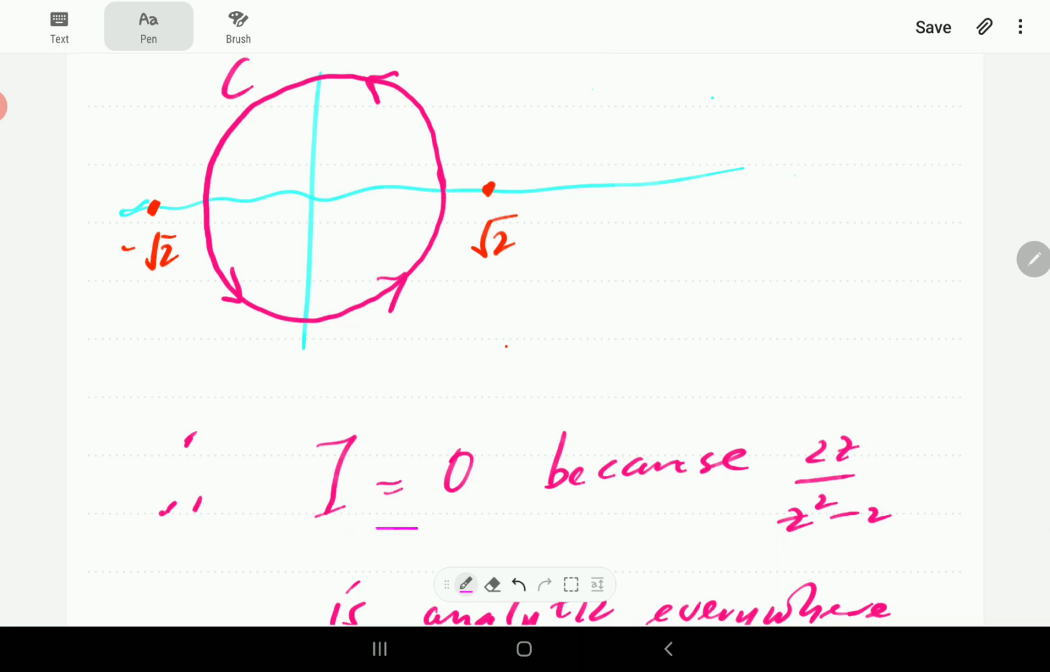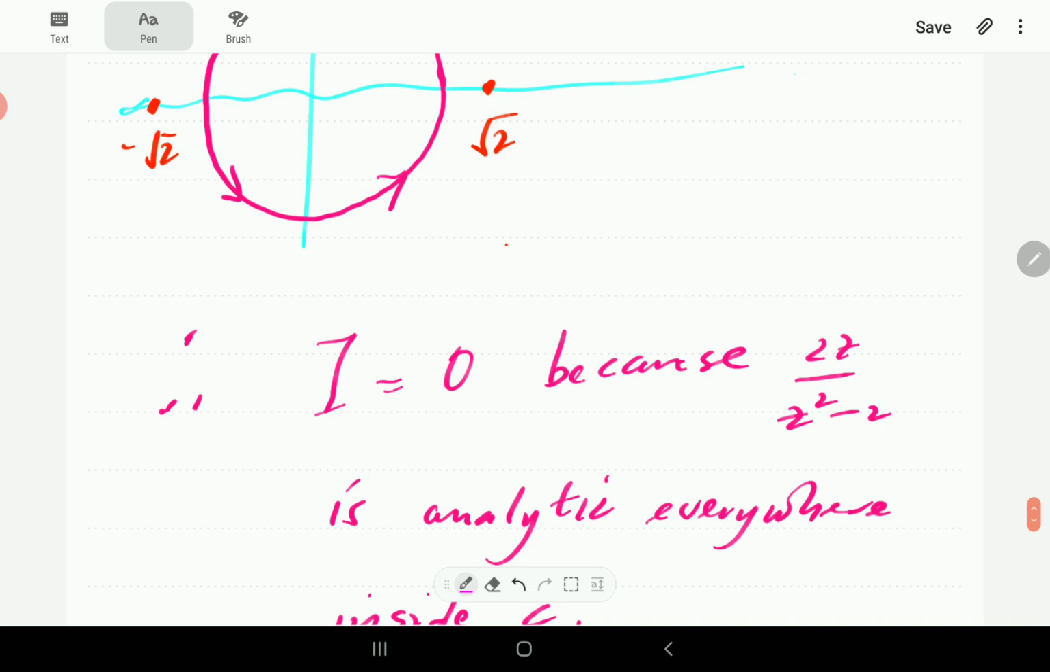So we just say I equals 0 because this is analytic everywhere, or we can say I equals 0 by Cauchy's integral theorem. Right.